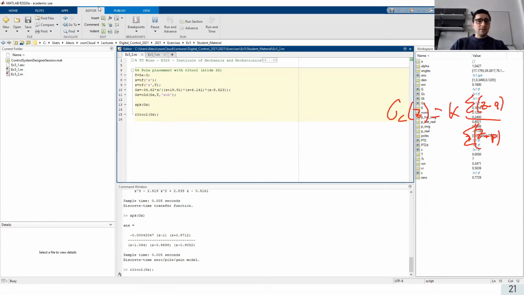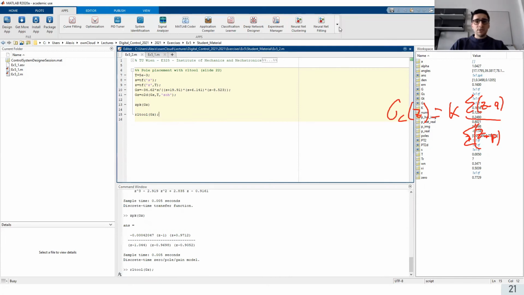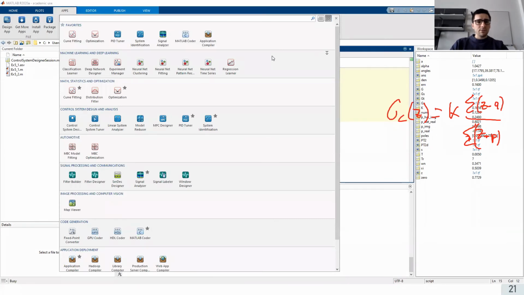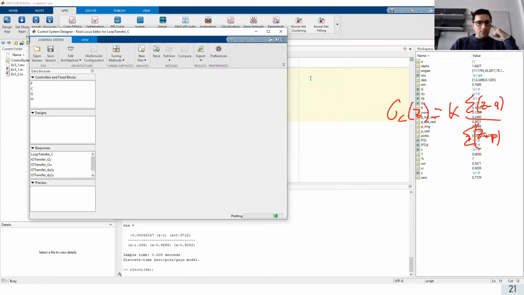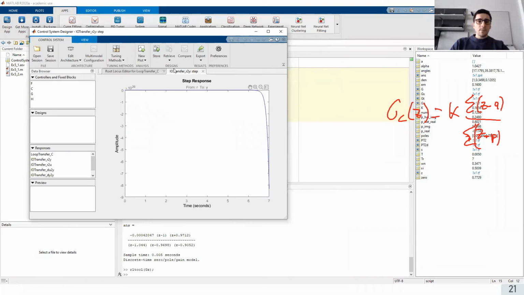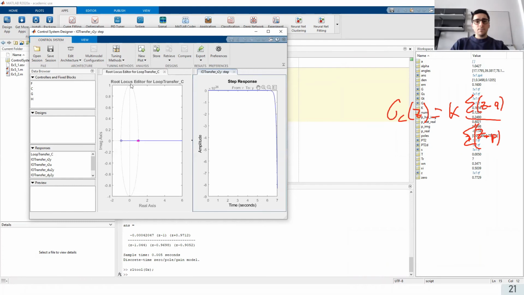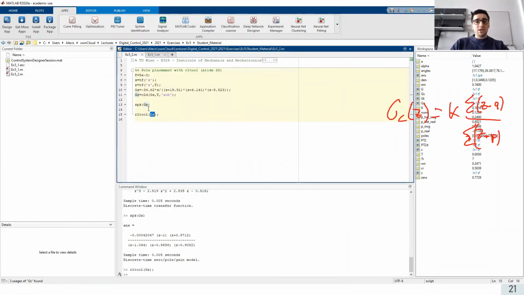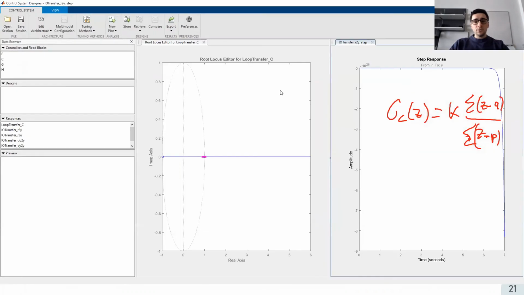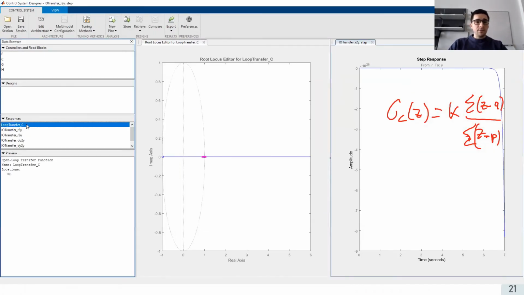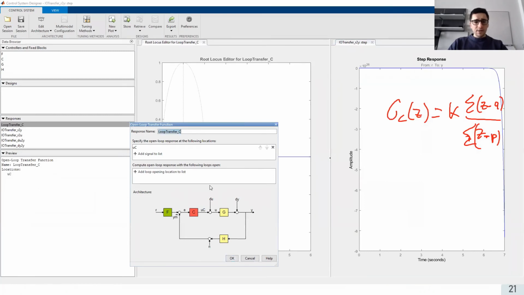So this RL tool is a toolbox that you can download. I don't know the name of the toolbox, but you should be able to find it online. I guess it's part of the control toolbox in Matlab. And so if you open RL tool given G of z, then it will open this window. And this window represents a system like this. So it's exactly our system in closed loop, where G here is the plant that we specified.